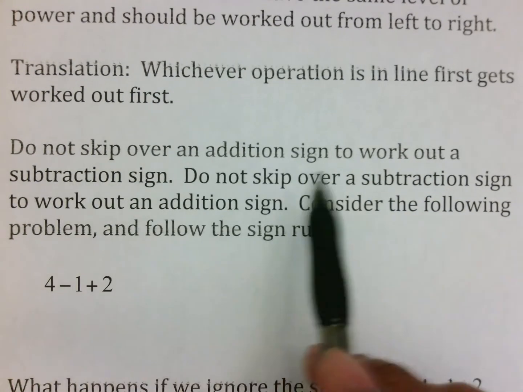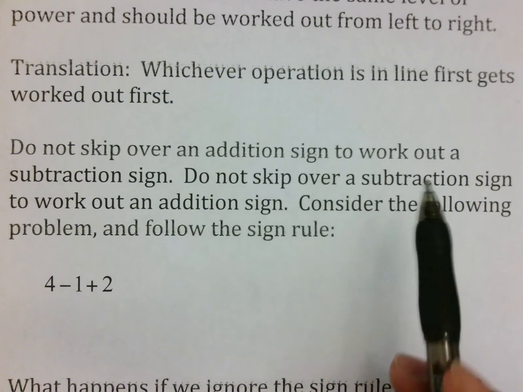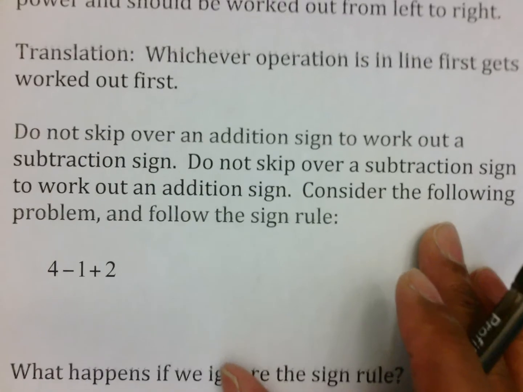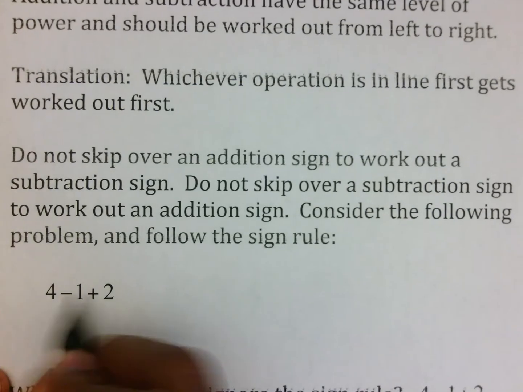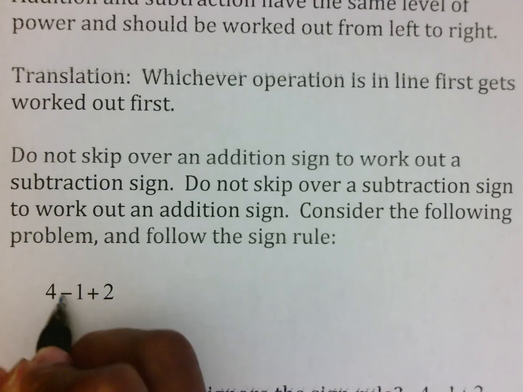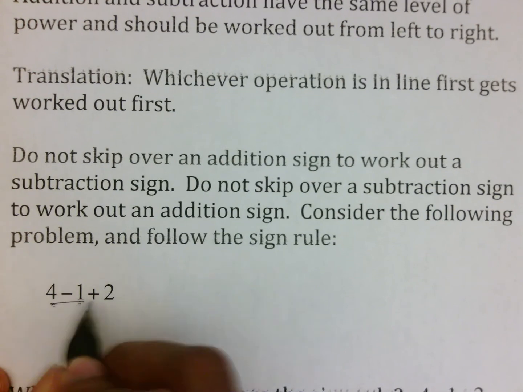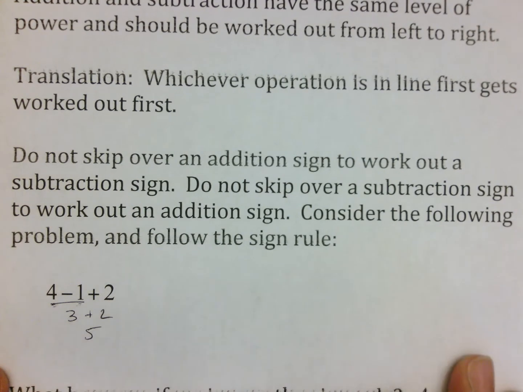Do not skip over an addition sign to work out a subtraction sign. Also, do not skip over a subtraction sign to work out an addition sign. So looking at this problem, if we follow the rules of this problem, these are both students and they're equivalent. So you're not supposed to jump over this to get to that. So we first off say this is in line first. 4 minus 1 is 3, plus 2, or 3 plus 2 turns into 5.